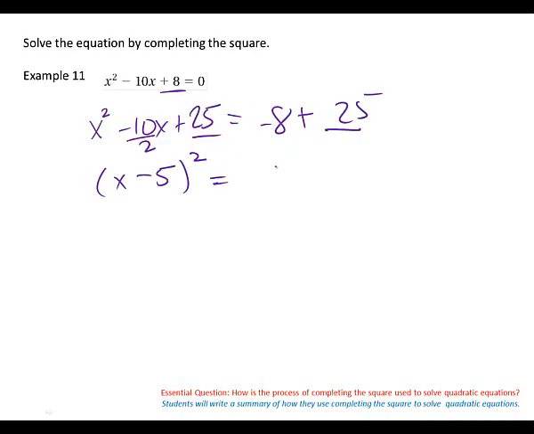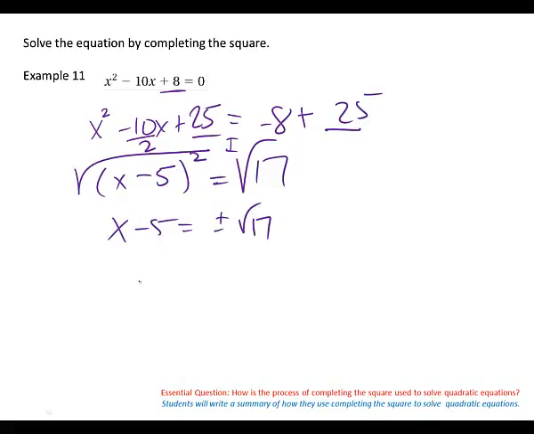All right, everybody, what's negative 8 plus 25? 17. Perfect. And then what are we going to do with the 2? Square root. And then what do we write in front? Do I need to break the 17 down? No. Nope. And then how do we move the 5 to the other side? Add it.